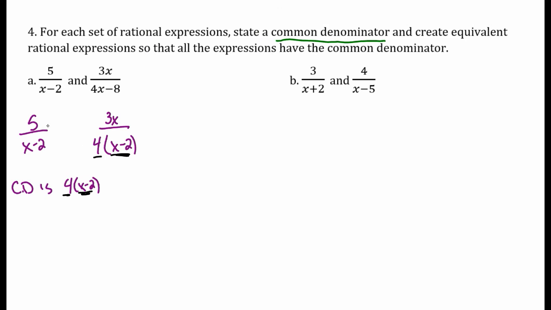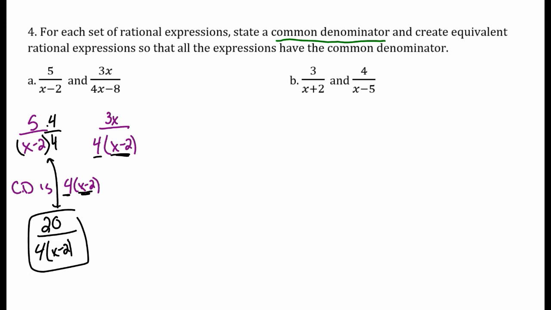Whereas this first expression, I need a 4 on the bottom, so I also have to put a 4 up top. So what's that new expression there? 20 over 4 times x minus 2. It looks different, but it has the same value as what we started with. So just like when we were finding undefined values, and by the way, both expressions are undefined at x equals 2, let's say x cannot equal 2 here, just to practice that skill still. We get a common denominator by saying, hey, everyone has to have the same factors in their denominator.